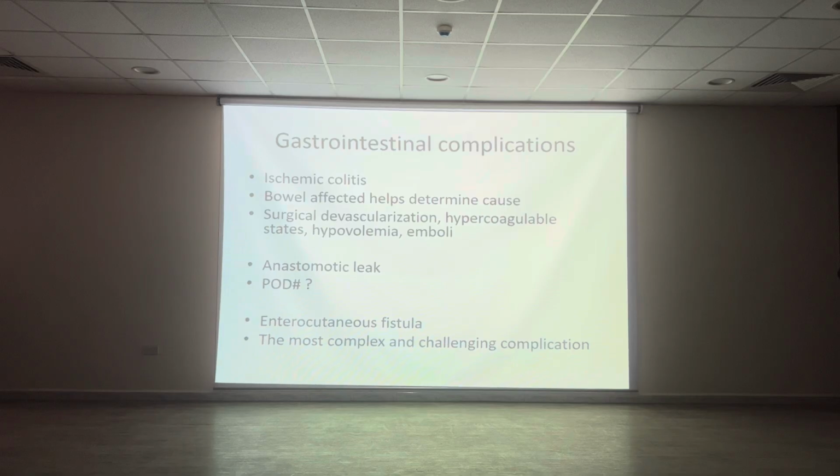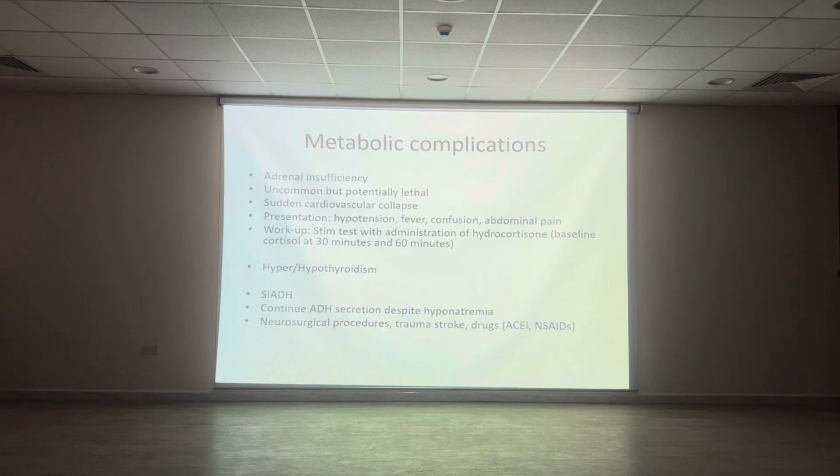Enterocutaneous fistula is usually another form of leak, but it happens in the long term, where the joint has leaked, or a missed perforation has leaked, or a repair of a bowel injury has leaked, and it found its way to the skin. So it formed an enterocutaneous fistula. This is a complex and challenging type of complication.